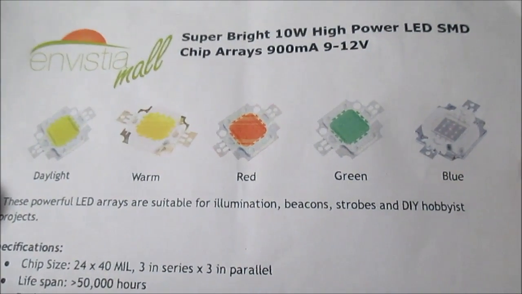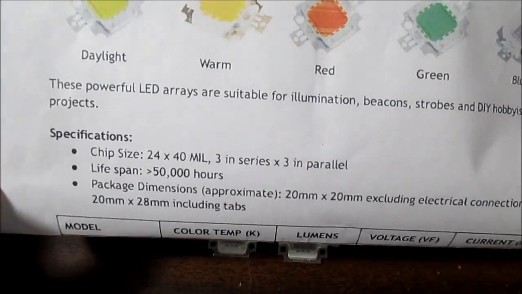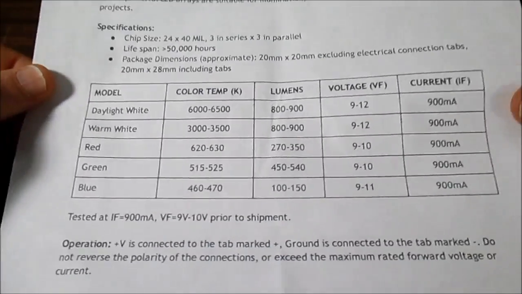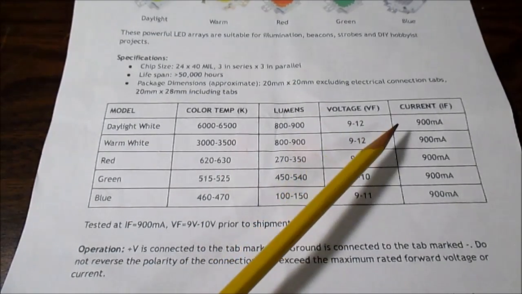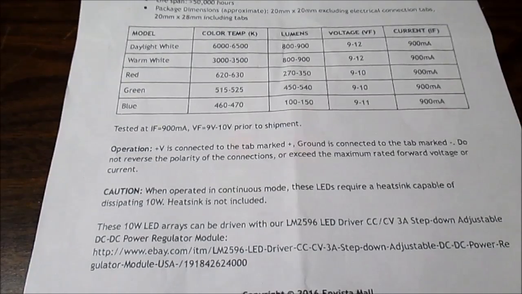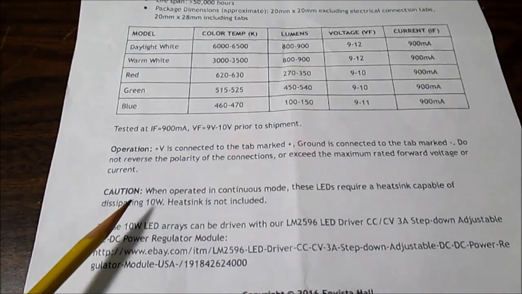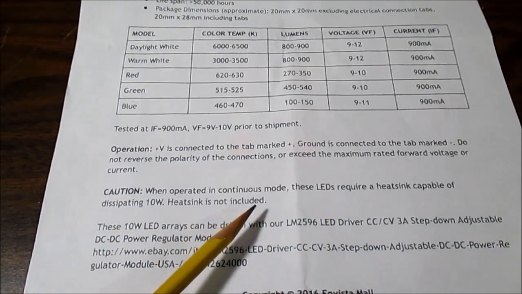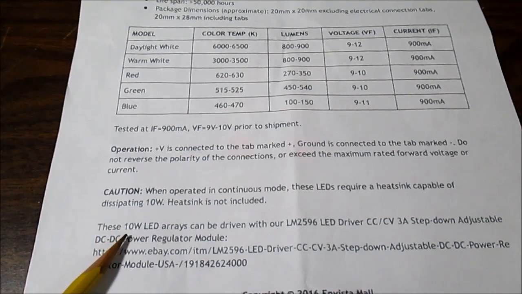And here is the paperwork on them. Super bright 10 watt LED. Here's some information. Just pause if you want to read all that. Kind of a wide forward voltage. 900 milliamp. Some more information here. And of course you want to use a heat sink if you're going to drive them, especially at high currents. Anything over probably 150 milliamps, you'd want to use a heat sink. And so on and so forth.